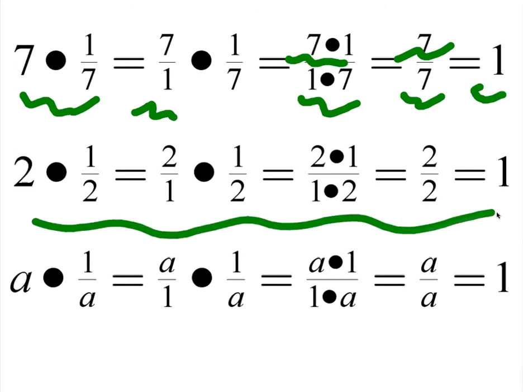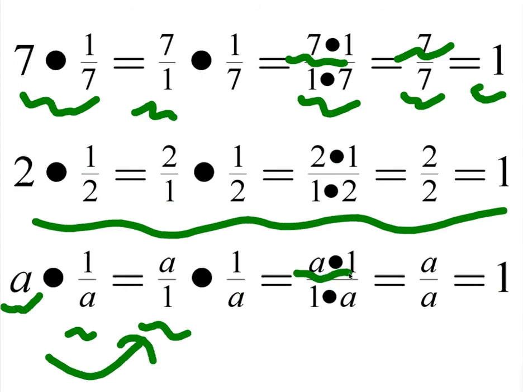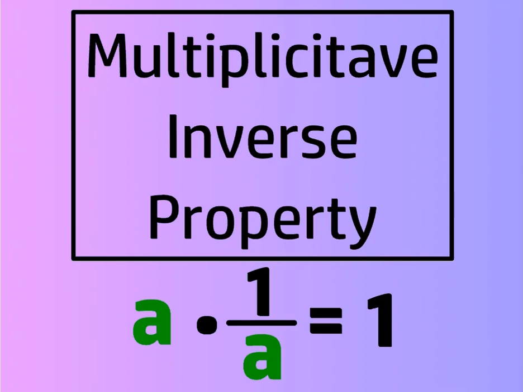And I could do the same thing for 2, and in general I could do it for any number, a times 1 over a. So I could write a as a over 1, and then multiply straight across, so I'd have a times 1 divided by 1 times a, which gives me a over a, which gives me 1. That's kind of like a form of proof.